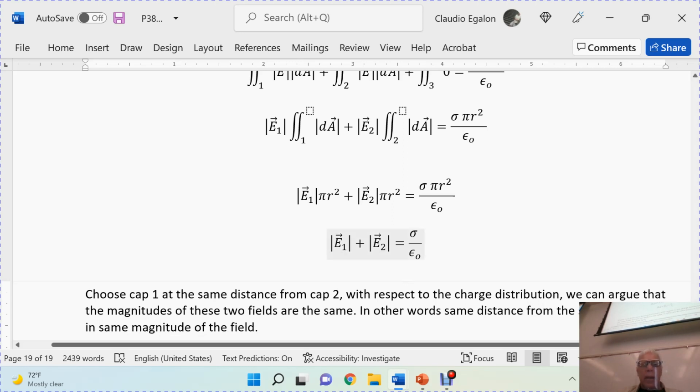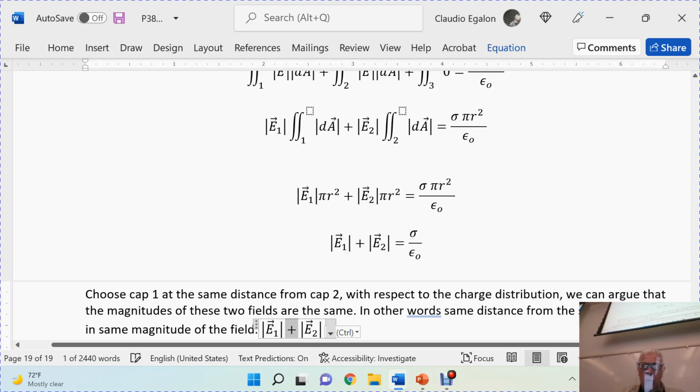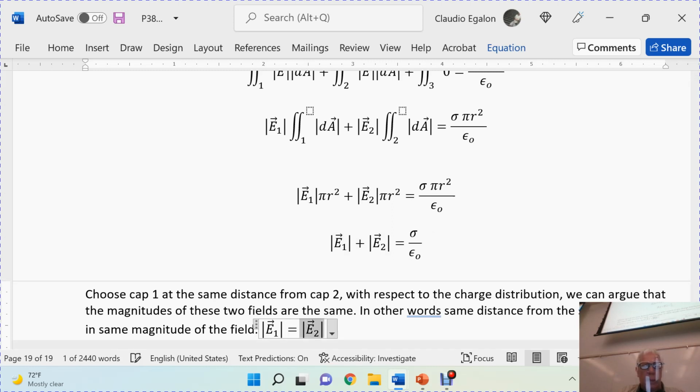So in other words, I'm making E1 equal to E2. Okay, so here you go. Magnitude, in other words, E1 equal to E2. And now I'm going to rename them E.